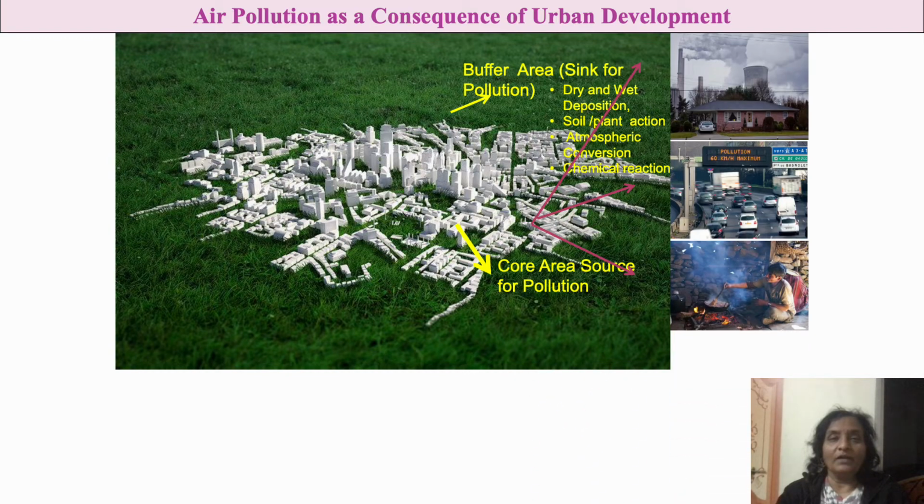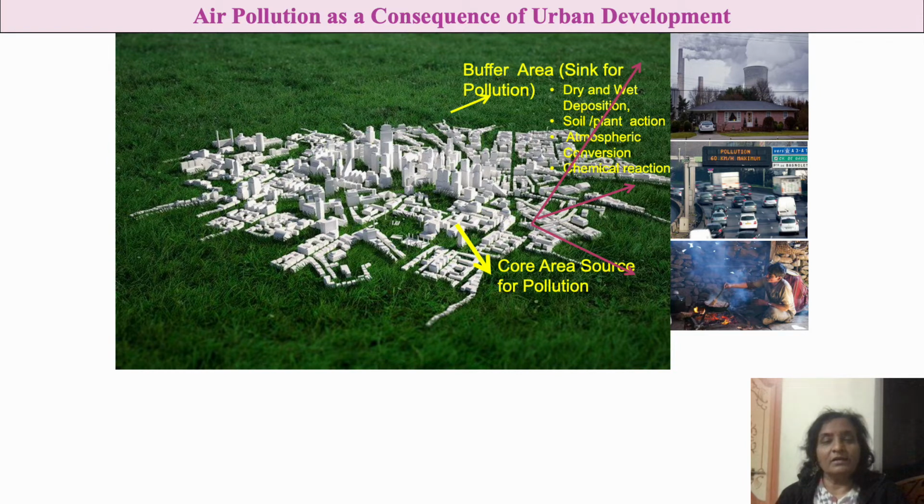What does this core area contain? Core area, as a result of its urban activities, has sources of point, area and line. Point are the small, medium and large scale industries that emit large amount of pollution at an elevated height. Area sources are the domestic combustion in restaurants, in hotels, in houses and other areas where the domestic combustion takes place. These are the low level of air pollution that goes in this area.